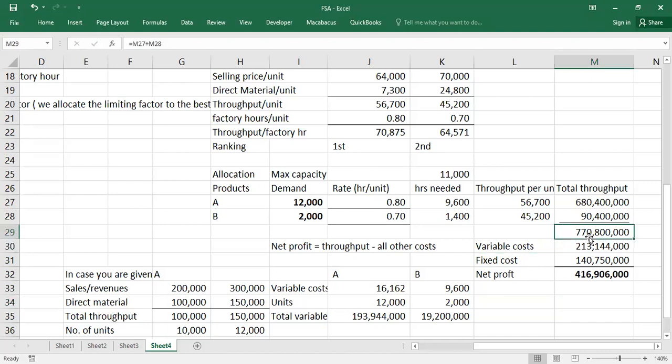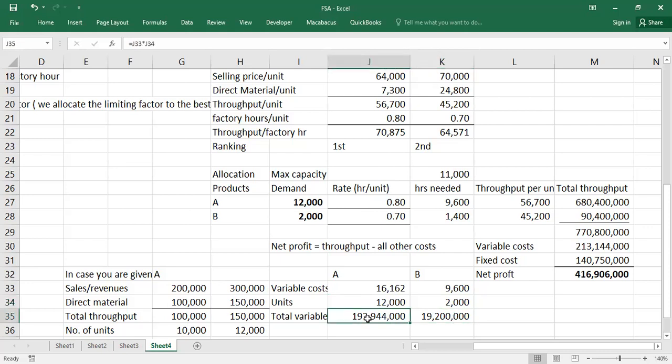So we're saying total. I hope you saw the part of total throughput. So for variable cost, we are given it for A and B per unit. The variable cost per unit were these, 16,162, then 9,600 for B. So to get total variable costs, you multiply them by the respective units. So for A, it's 12,000. For B, it is 2,000. The number of units produced, giving me these totals for variable costs.